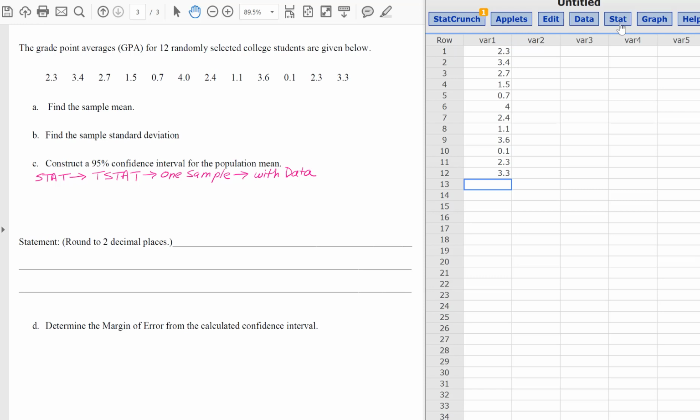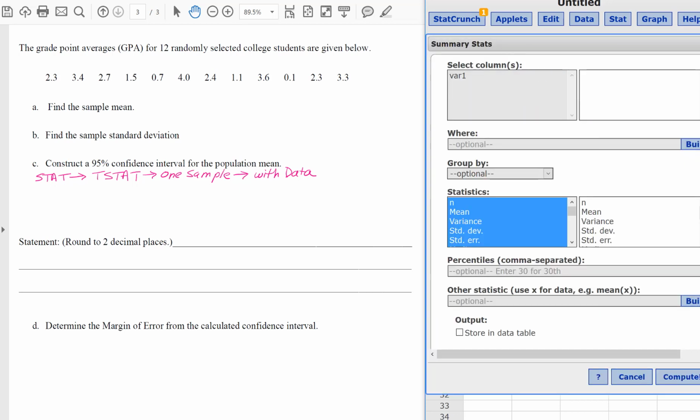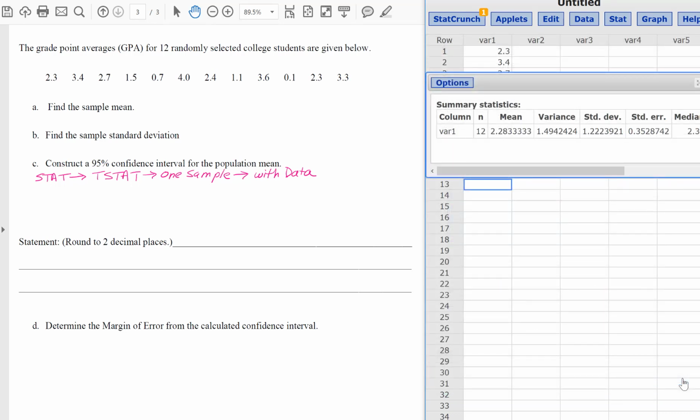To find the sample mean, remember we have to go Stat, Summary Stats, and then Columns. We're going to choose the first column, and we're going to hit Compute. This gives us our mean, which is 2.28 (2.283333), and our standard deviation is 1.22 (1.2223921). So it has a mean GPA of 2.28 and a standard deviation of 1.22.